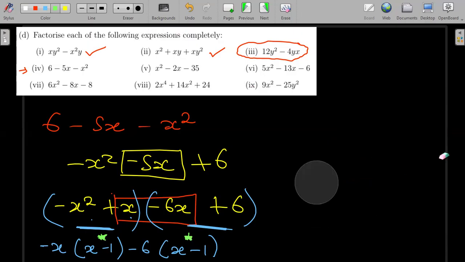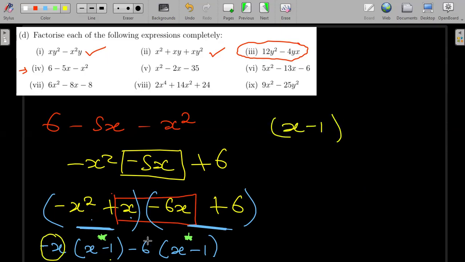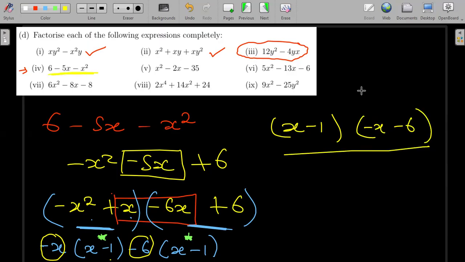So now when you do that, you can now say that since this is the same, I'll take it out as x minus 1. And then you combine whatever is outside there. So it will be minus x and then minus 6. So we have factorized this completely like that. If you try to expand this, you still get this answer. So you should try it out in your own free time. Try to expand this, you still get this one here.